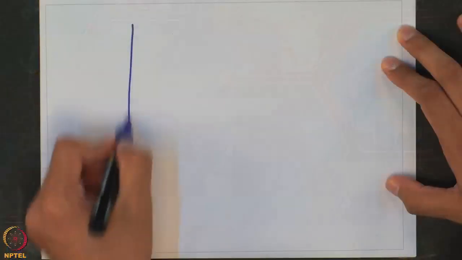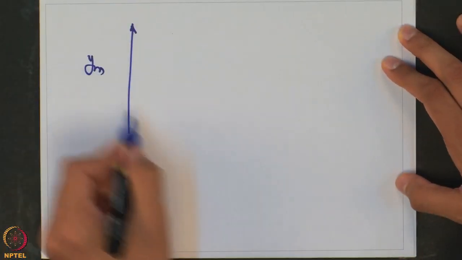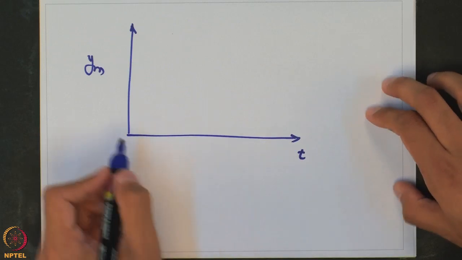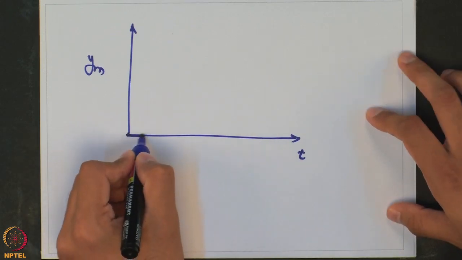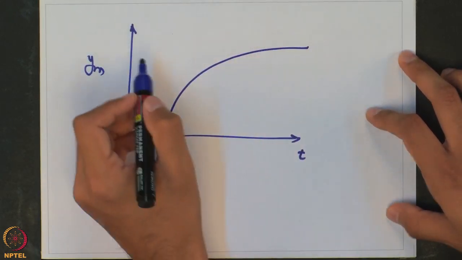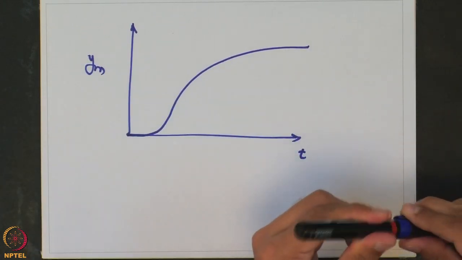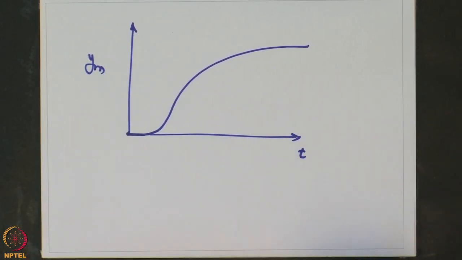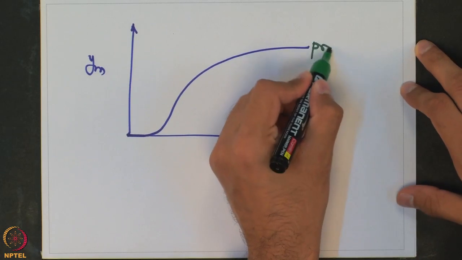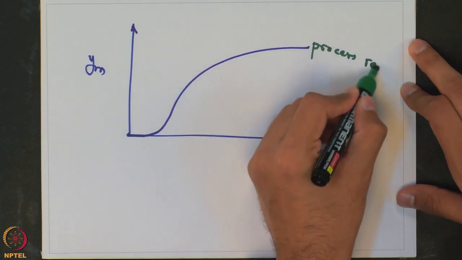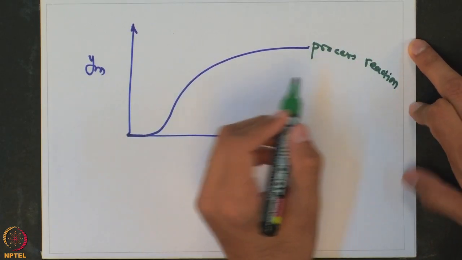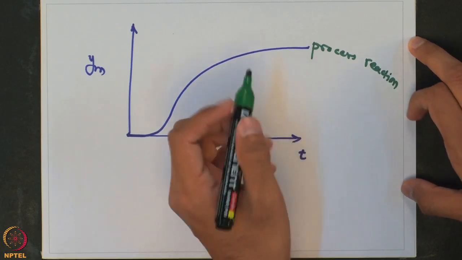So we have already seen how you do this. Let us say this particular response looks like this. Depending on a very general process, the response will look like this. This response is known as the process reaction curve. This is how the process reacts to the testing.